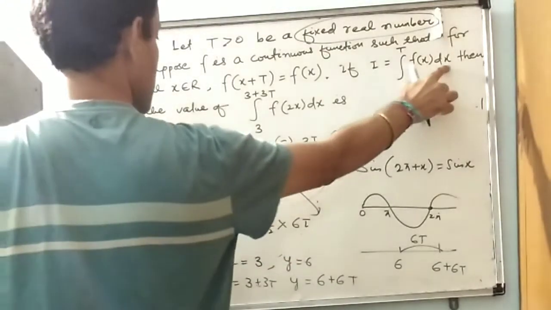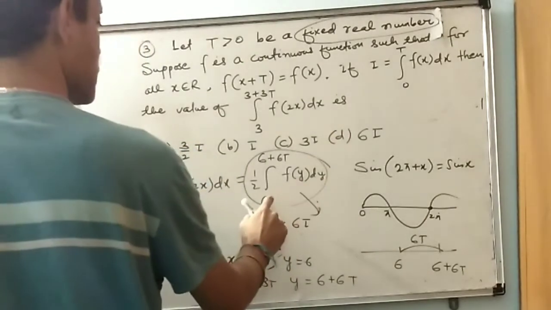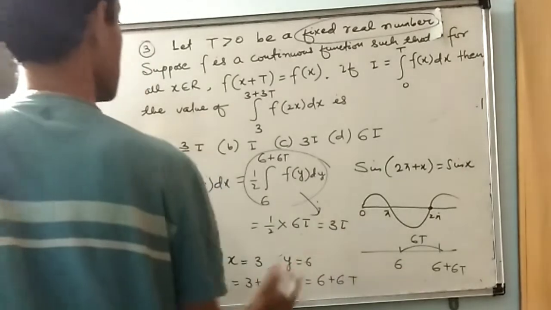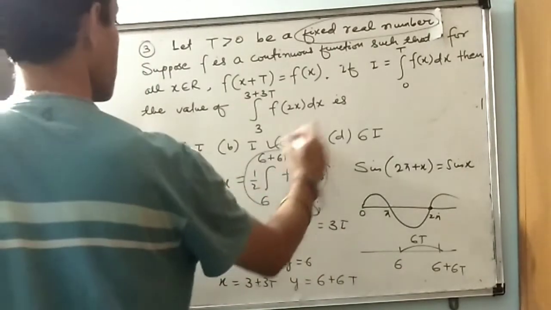Variable interchange: f(x) dx will be equal to f(y) dy if the limits are same. Now this one is coming 3I. Option C is correct.